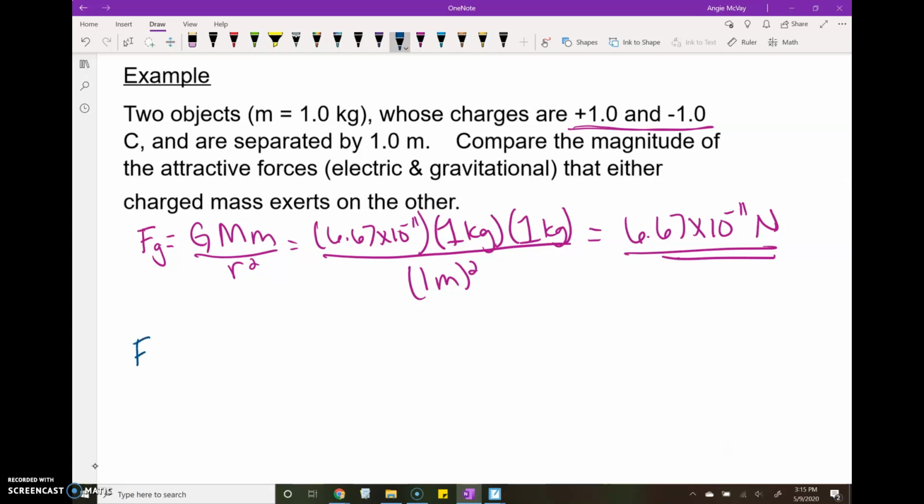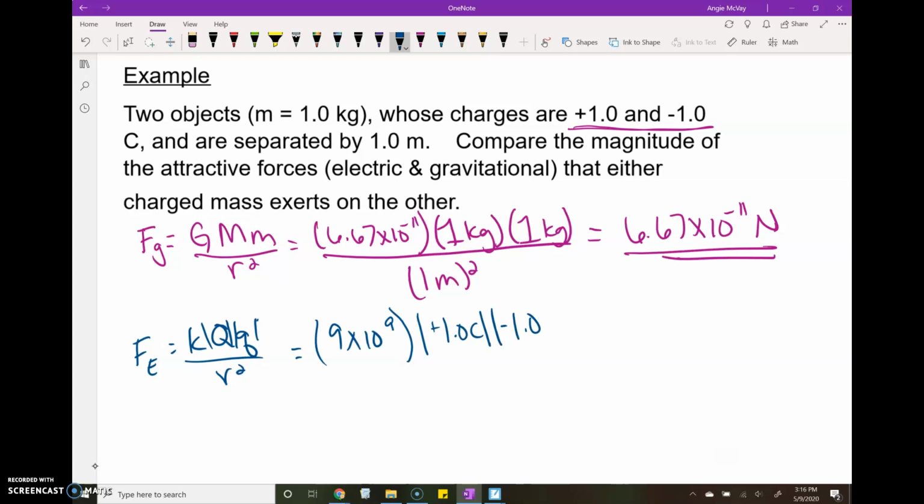All right, so let's take a look at electrostatic forces. k q1 q2 over r squared. 9 times 10 to the 9. Whoops, that's an exponent. Times positive 1 coulomb times negative 1 coulomb over 1 meter squared, and we get an electrostatic force of 9 times 10 to the 9 newtons.